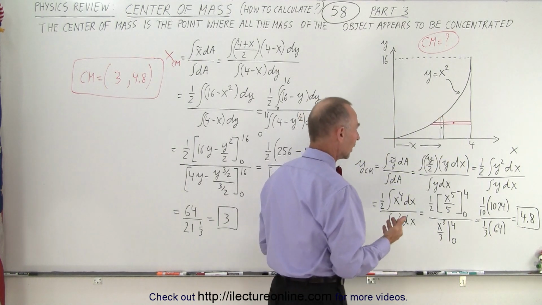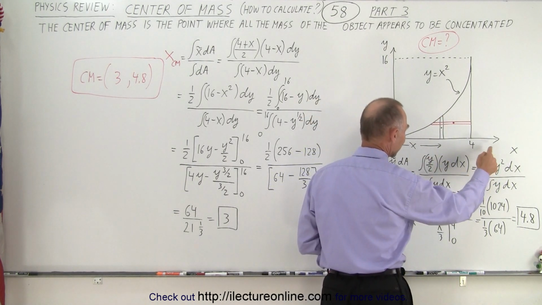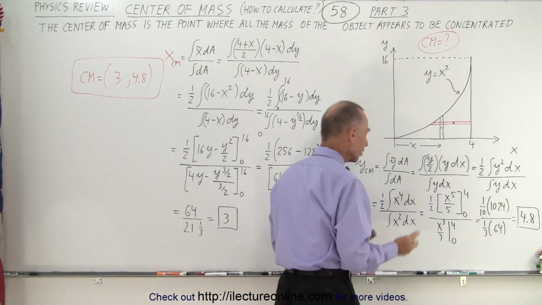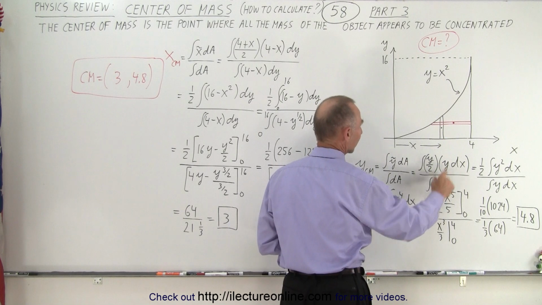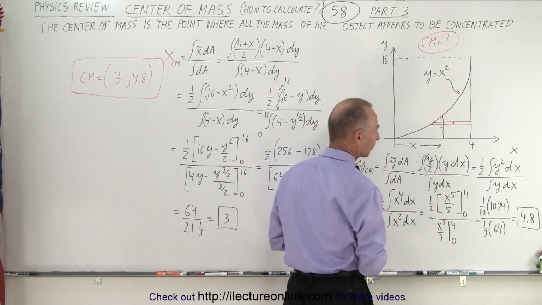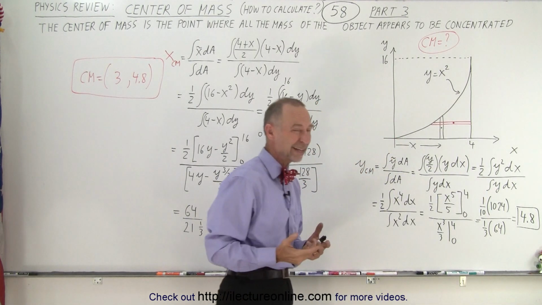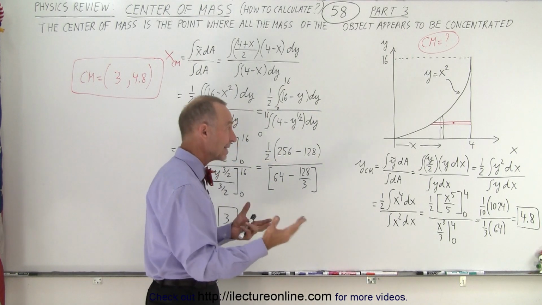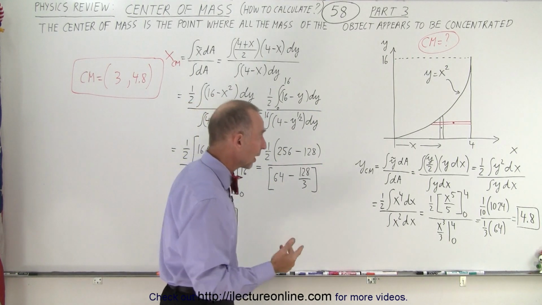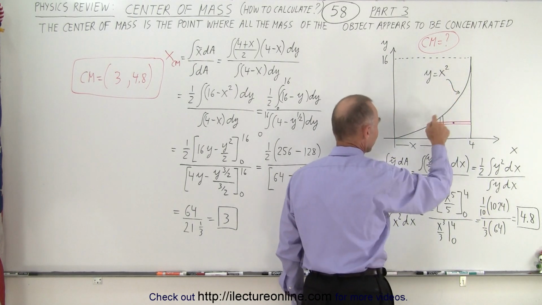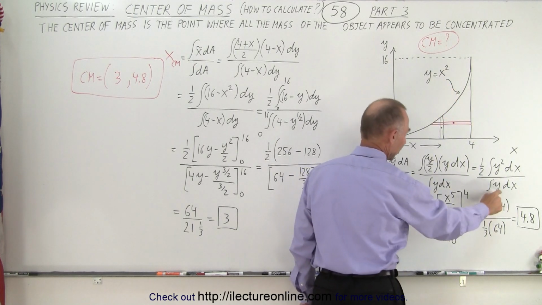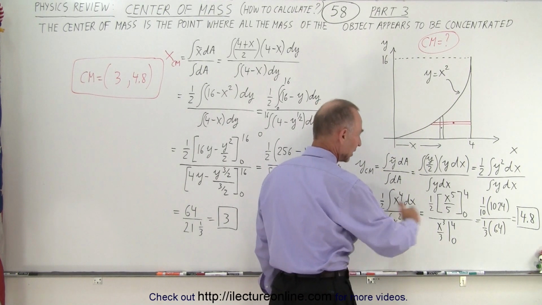And so we end up in the numerator with 1/2 times the integral of y squared dx. In the denominator, we just want the area, which is the width, dx, times the height, y, and we integrate that. So we end up with the integral of y times dx. Of course, we can't integrate dx and y, so we have to convert from y squared to x to the 4th power using this equation, and instead of y, x squared. So now we can integrate.